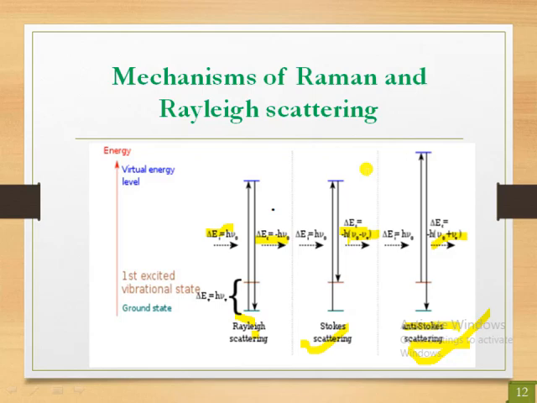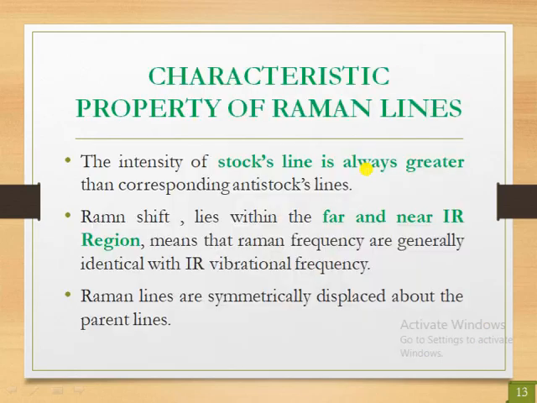Now you may have a doubt about how this virtual state will come. It's not defined, but depending on the frequency of radiation from the source, the energy of the molecule can assume any of an infinite number of virtual states. It's not defined. Now we will see some characteristic properties of Raman lines.